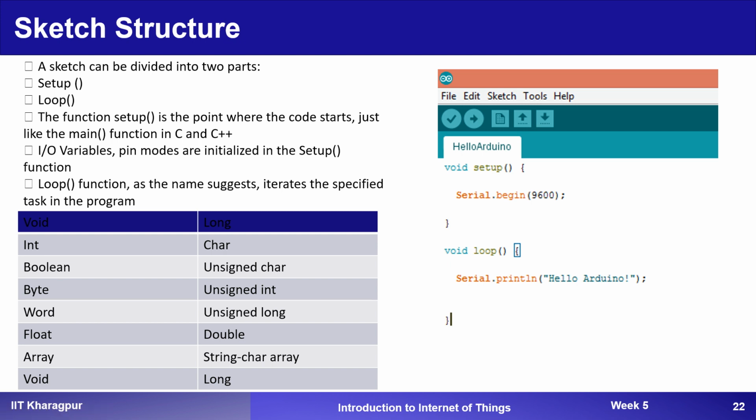Now the data types which are present in the Arduino IDE are void, int, boolean, byte, word, float, array, character, unsigned char, unsigned int, unsigned long, double, and so on.